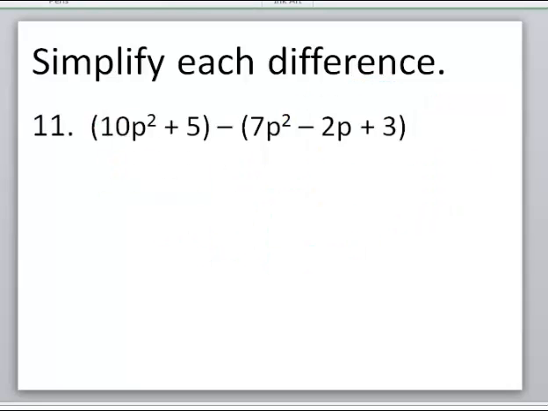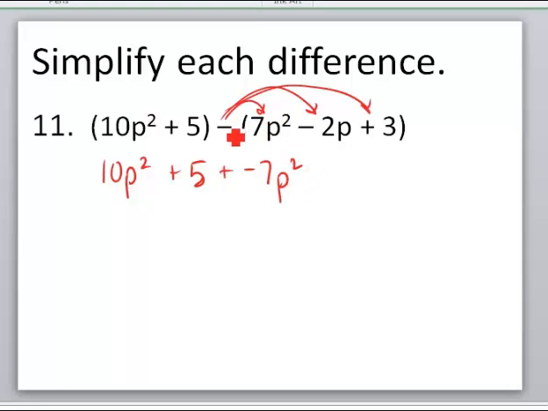Last problem. Again, distributing a negative through, subtracting each one. So I've got a 10p to the second plus 5. I have a negative 7p squared. It was positive 7, now it's negative. I have a negative times a negative, which makes a positive 2. I have a negative times a positive, which is a negative 3. So it was positive, now it's negative. It was negative, now it's positive. It was positive, now it's negative. All you're really doing is changing each of the signs when you're distributing the negative through.